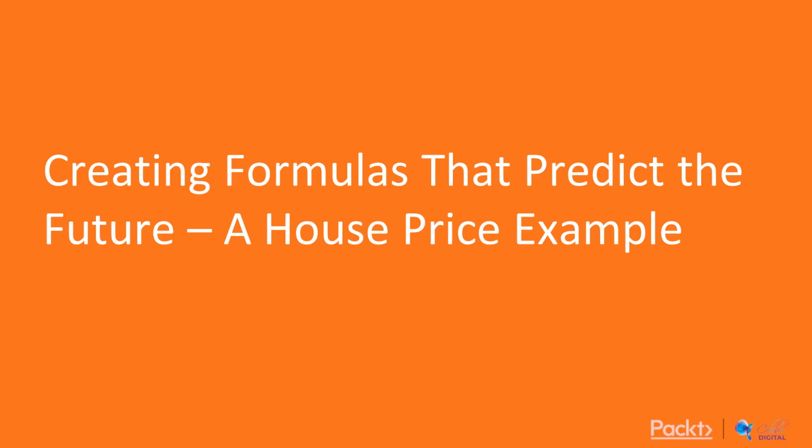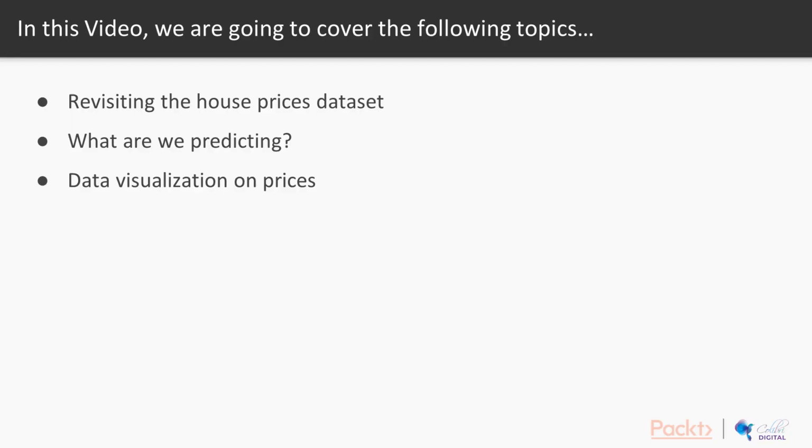In this video, we're going to talk about creating formulas that predict the future, a house price example. We're going to take a look at number 1, revisiting the house prices datasets. This is the Boston house prices datasets that we have already seen, 13 features, and our target is the median house value in that area. Number 2 is I want to show you the importance of looking at what we're predicting. It's always very important to understand what you're predicting when you're doing machine learning. Number 3 is I'm going to show you a few techniques to visualize the data on the prices.